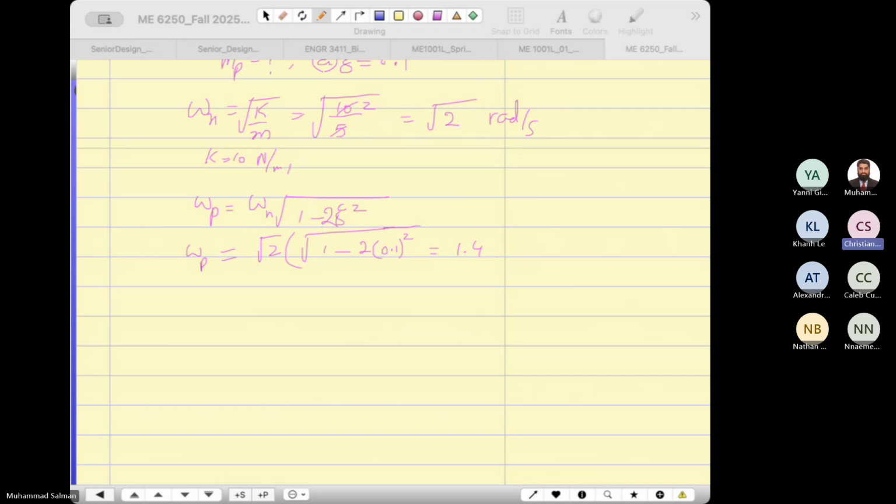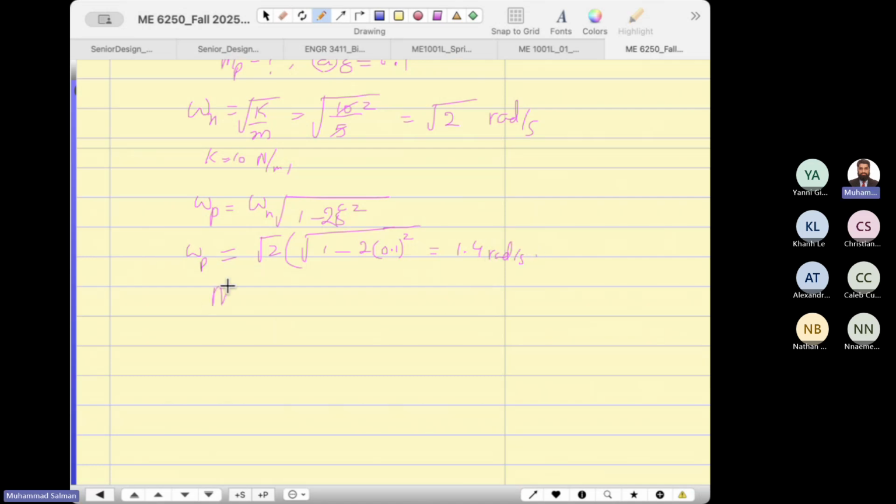Yep, I got 1.4. That's good. Christian says is God says. So that's good. We have found this answer. So anybody, let's do the next point. I want to show you that we have found 1.4 radians per second. This is my 1.4 radians per second.